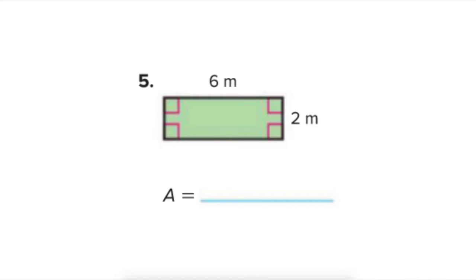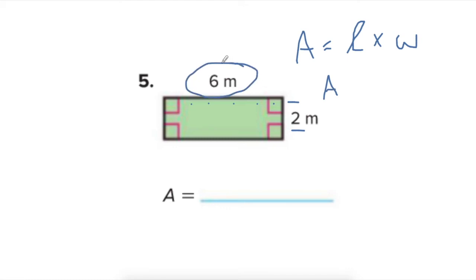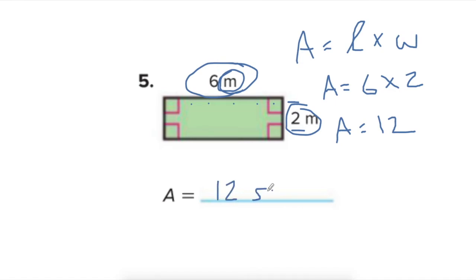Well, I know I have 2 rows of 6 in each of those rows. And again, that area formula is area equals length times width. I'm going to set that up as area equals my length, which is my longer side, so 6, times my width, which is my shorter side, 2. Area is going to equal 12, but it's not just 12. It's whatever my units is squared, or square units. So it'd be 12 square meters. So I have 12 square meters for the area for number 5.